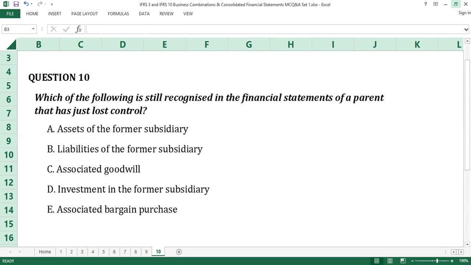Time up. The answer to question number 10 is D, investment in the former subsidiary. Where control is lost, any remnant of interest in what was formerly a subsidiary becomes an investment. So this is still recognized in the financial statements of an entity that was once a parent which had lost control. D is the answer to question number 10.